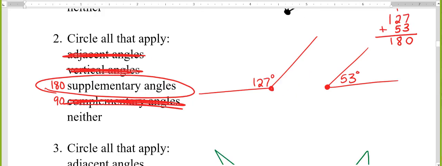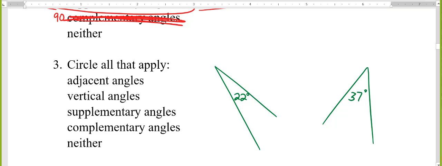Let's go do it again. Number 3. For adjacent, they have to share the same vertex. Are these adjacent angles? Correct. They're not. I see head shaking no. Do they look like the picture for vertical angles? Do they look like this picture? Nope. So they can't be vertical angles either.